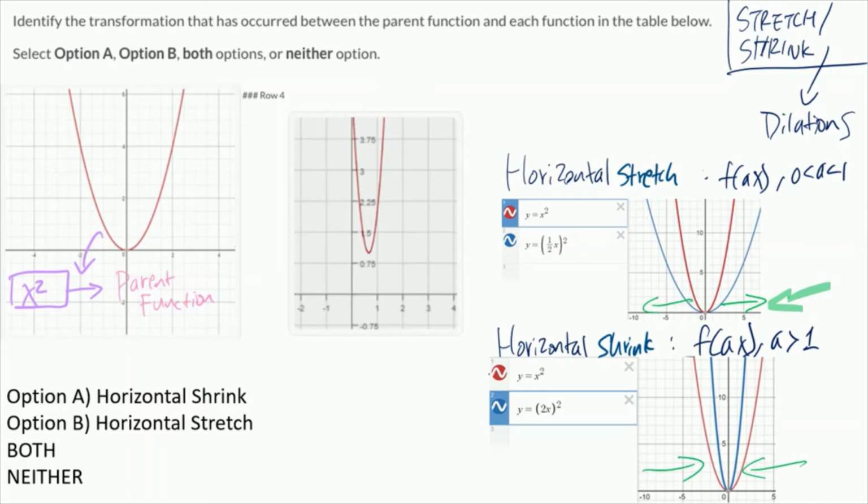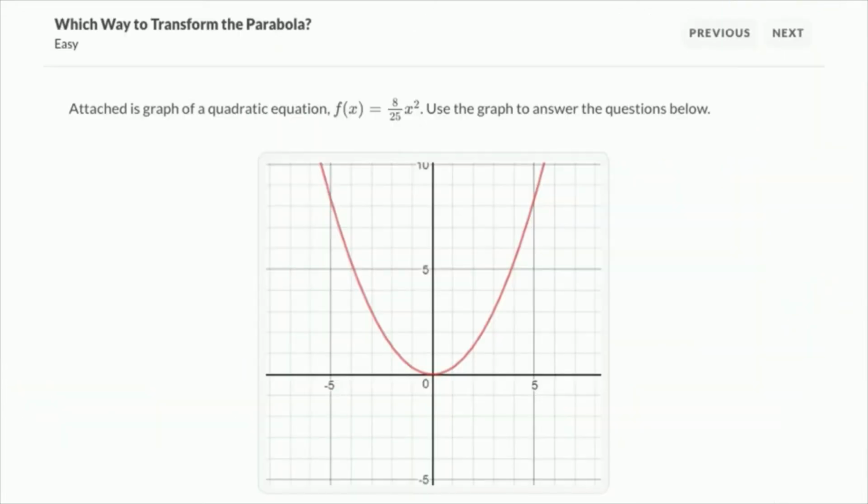In our case, if we compare our parent function and the function we have right now, we can see that it's a horizontal shrink because it's shrinking the parent function, which is why our answer would be option A, horizontal shrink. A chart is a graph of a quadratic equation f of x equals 8 over 25 x squared. Use the graph to answer the questions below.